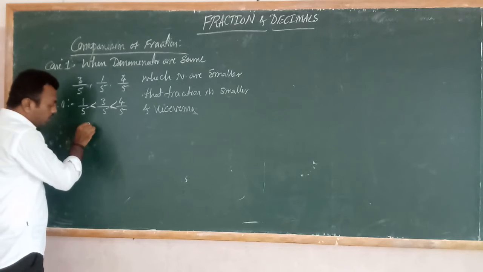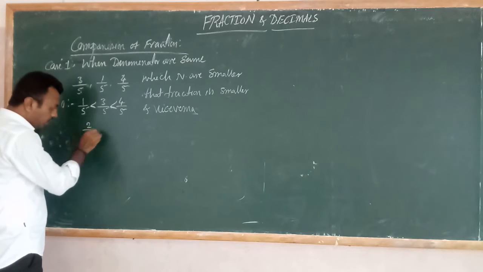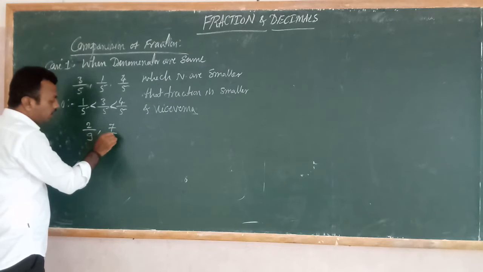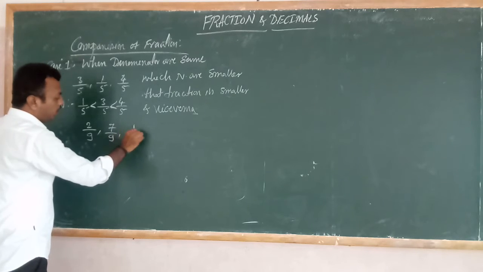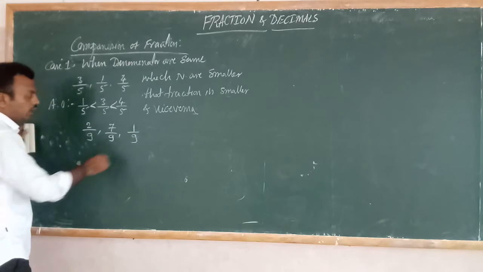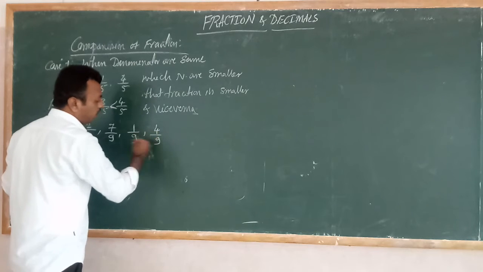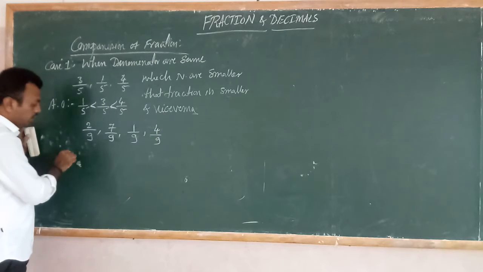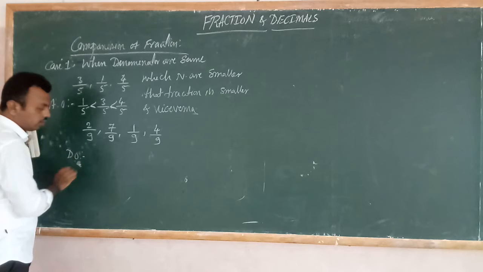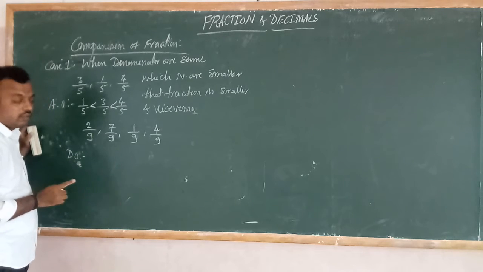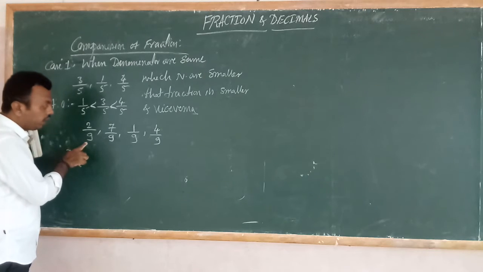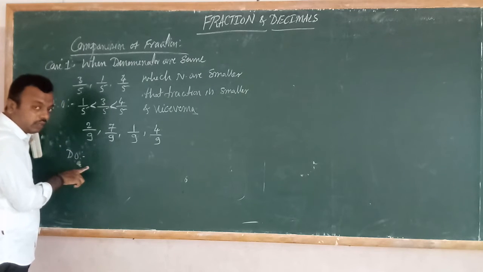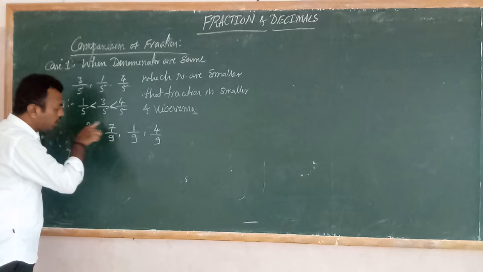See, 2 by 9, 7 by 9, 1 by 9, and another one, 4 by 9. I will take 4 examples. I will write descending order. Descending means big to small. Here the denominators are same, so we have to start from the bigger numerator. What is the bigger numerator here?